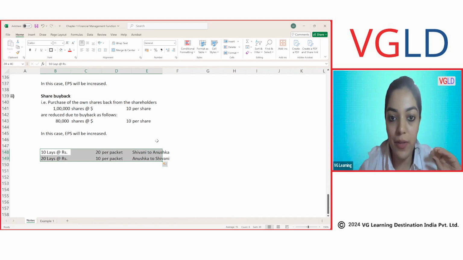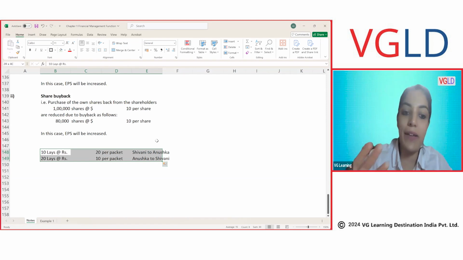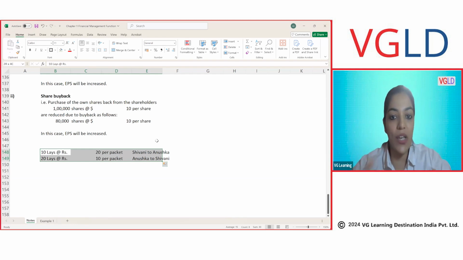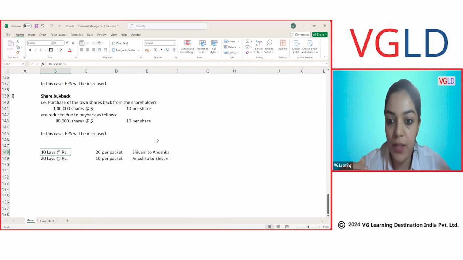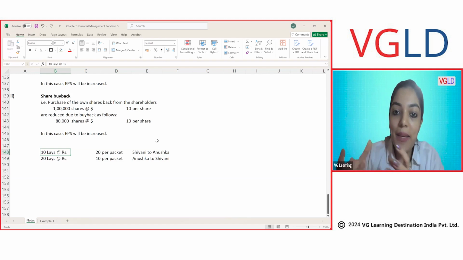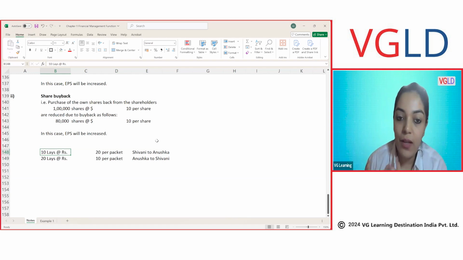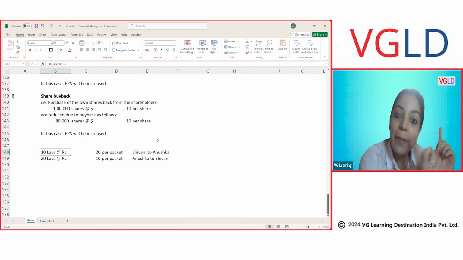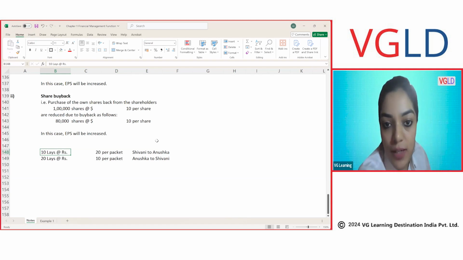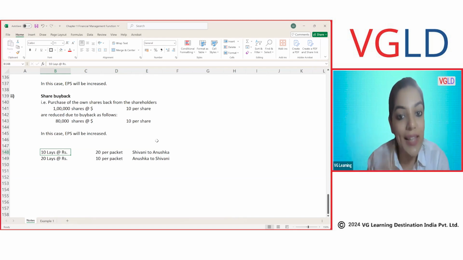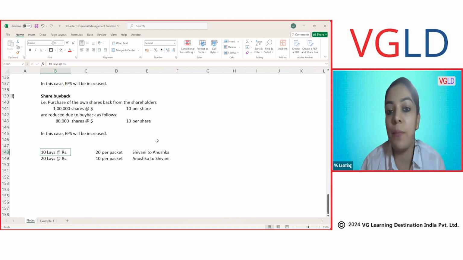Tell me, is there any change in our wealth? Let's say we are talking in terms of money. Has anything changed between you and me? I was already having 10 Lay's at 20 rupees per packet. You are already having 20 Lay's at 10 rupees per packet. I just exchanged it with you. So there is no change, although the numbers are different, double and half. So quantity changed, so what? I'm getting the same value. Quantity has changed and therefore my EPS gets affected. EPS gets affected because of the change in the number of shares.